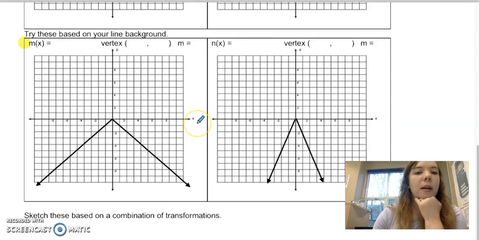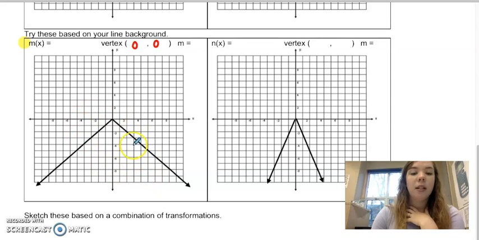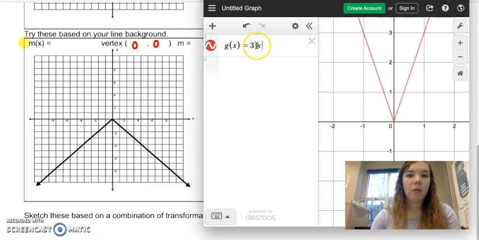Okay, try these based on your line background. So this vertex is at 0, 0. But as you can see, this is flipped upside down. So let's look at its slope. It looks like if you go right 1, down 1, right 1, down 1, or left and down, left and down. So it looks like our slope is 1. So I'm going to try putting that into Desmos.